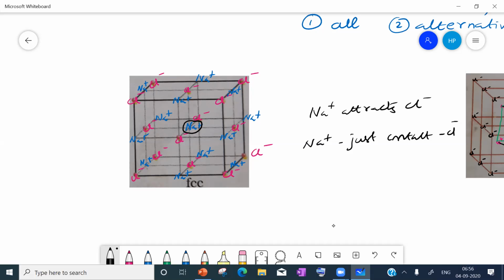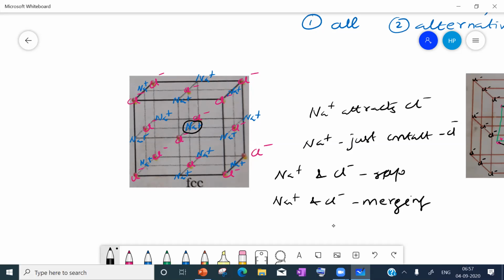Between Na+ and Cl minus, if a gap is there, then stability is less. But if Na+ and Cl minus merge with each other, then also stability will be less, because repulsion starts. From where to where does repulsion come? Between electron clouds, repulsion takes place. Between nuclei, repulsion takes place.